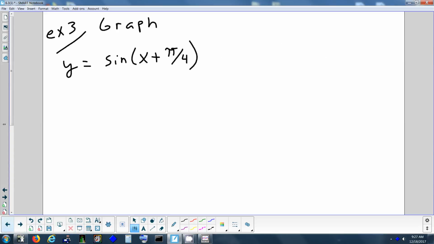Even if you took this parenthesis and moved it here, you've completely changed the problem now. The x is no longer grouped with the pi over 4. That's how we know it's a phase shift.